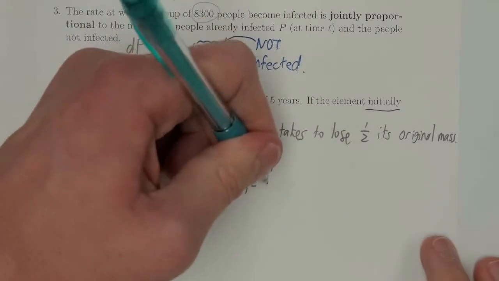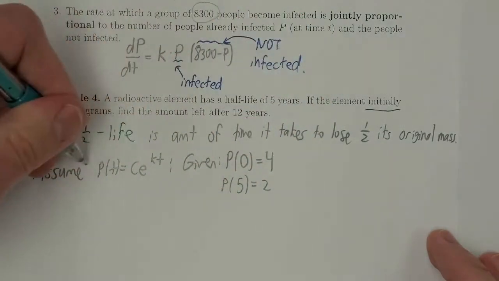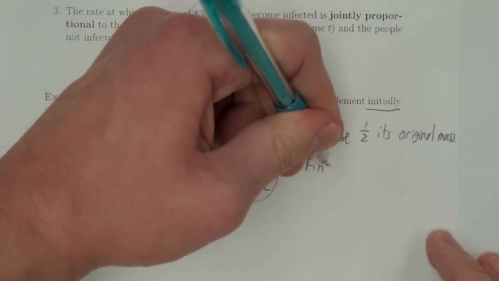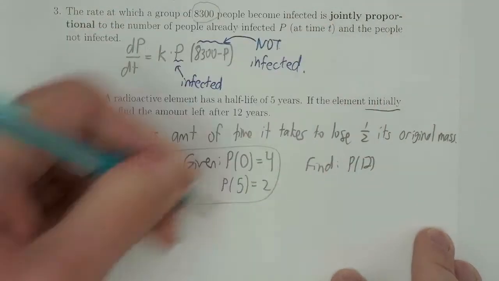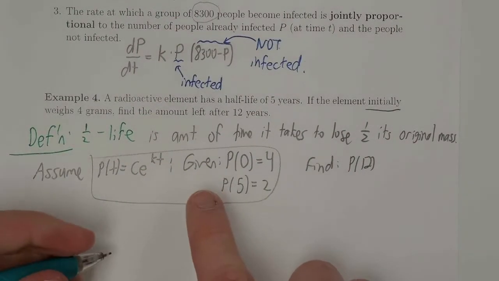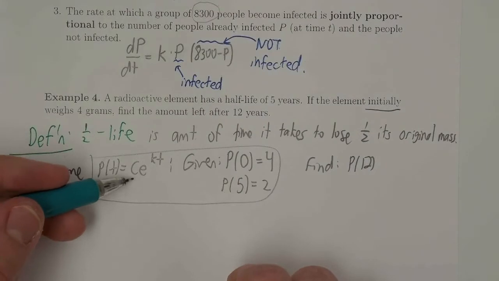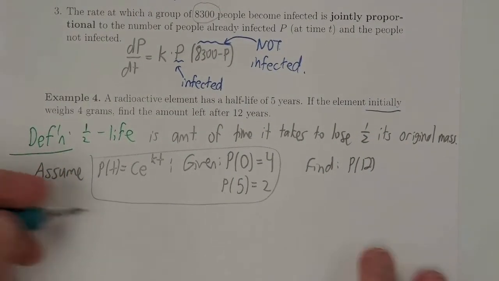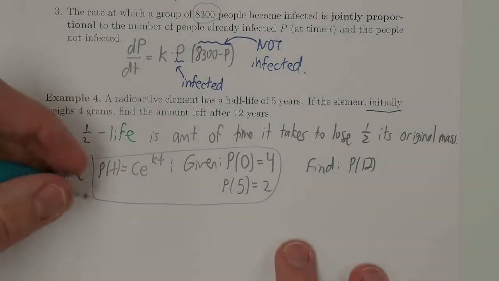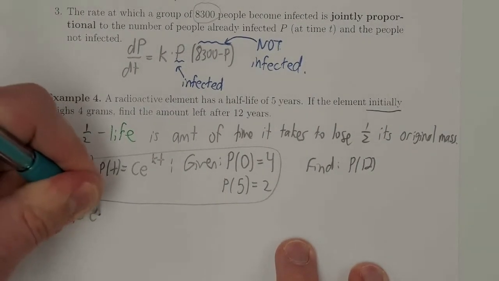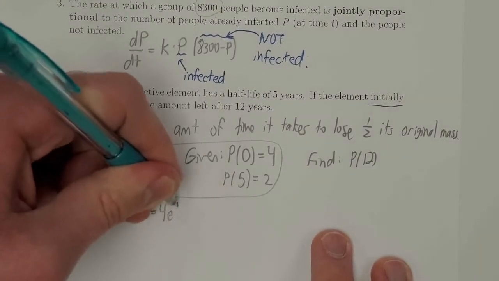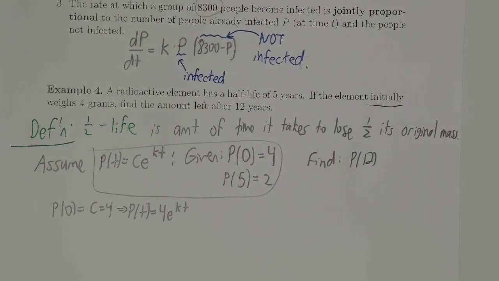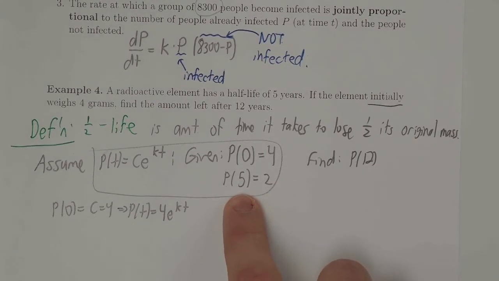Okay? So given this, we have to find the amount left after 12 years. So in this case, we have to find P of 12. All right? So if you recall from our remark at the end of example 1, C corresponds to the initial amount, right? So we already have what C is. So P of 0 equals C equals 4. So P of t equals 4 times e to the kt. So now all it remains to do is to figure out, well, what is k? So here, we'll just go ahead and let t equal 5 to figure that out.